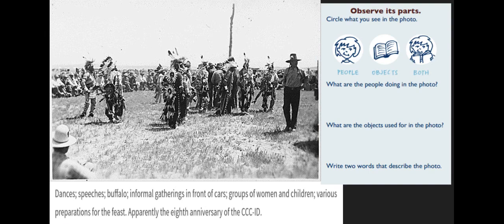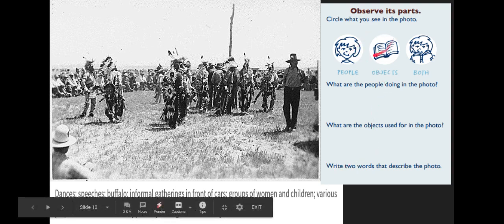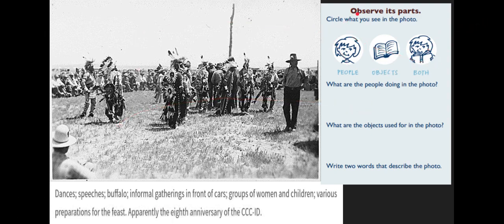Now we're going to observe the parts of this photo. So we want to circle what we see in the photo. Not circle the photo, but do we see people? Do we see objects? Or do we see both? Well, I definitely see people, but I also see objects, right? I see the feathers, they have little handles, there's hats, there's this big stick here. Okay, so I see both.